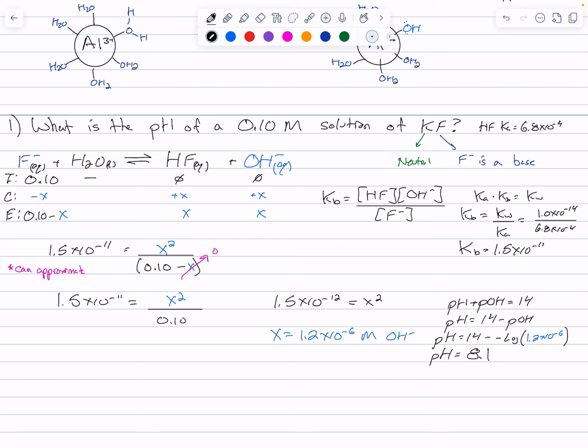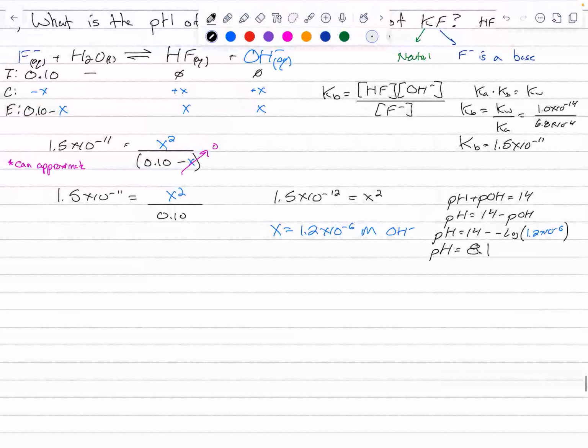That's not bad, huh? It's not a lot, but it's an order of magnitude more hydroxide than it would be if it's neutral water. So it's measurable, very measurable. All right, so the pH is affected by salts sometimes. All right, number 2. Which of the following solutions are basic?